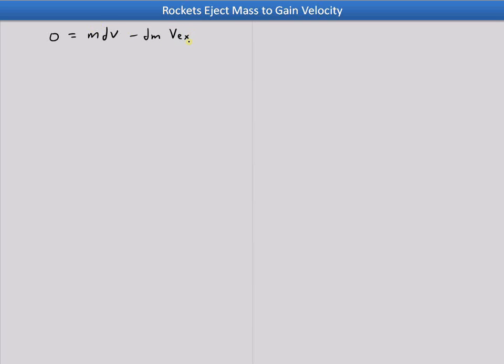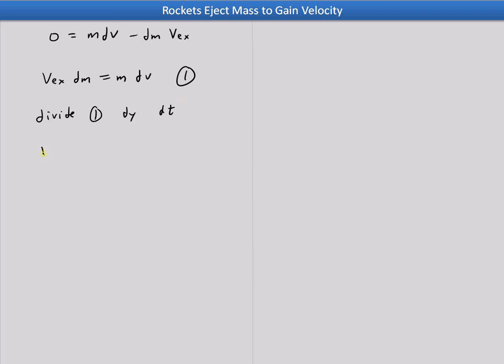This kind of looks like a product rule, although you have to be careful with how you define v exhaust. So you can't just quite jump straight here. It's tempting to, but it doesn't really work out. Anyway, let's clean this up a little bit. We'll put v exhaust dm on one side of my equal sign. I'll put m dv on the other, and I'll call this equation 1 because I'm going to use it a few times. First thing I'm going to do with it is divide equation 1 by dt.